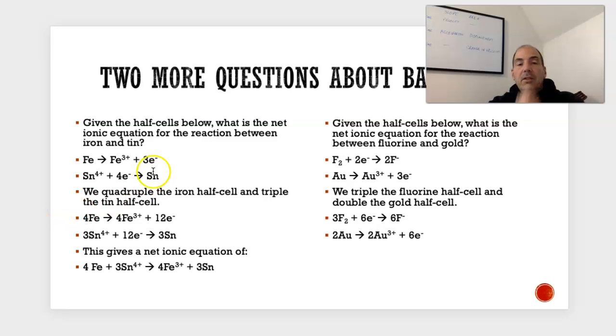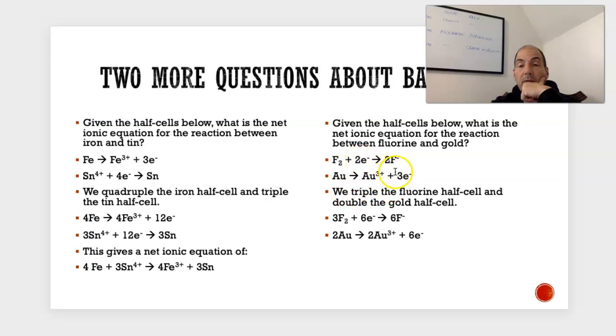Alright, so in the first case, our least common multiple would be 12, so I have to multiply the iron half cell by 4. I multiply the tin half cell by 3, that gives me 12 electrons in each. So the net ionic should be 4 irons plus 3 tin 4 ions, yields 4 iron 3 ions plus 3 tins. Alright, what about over here?